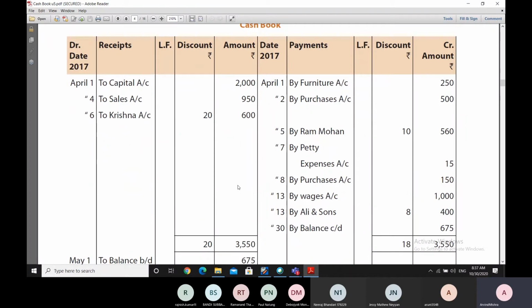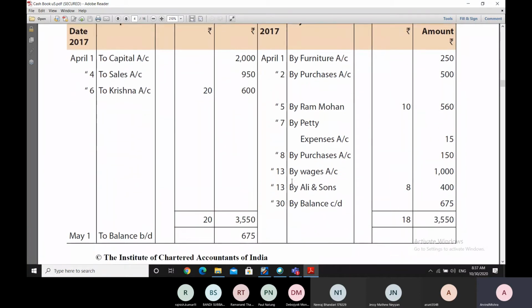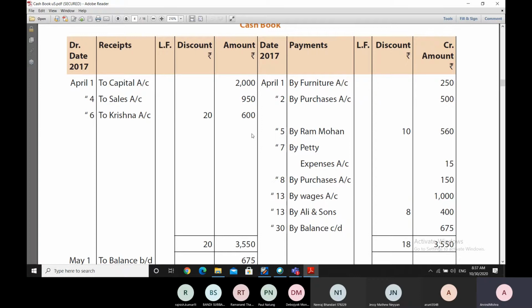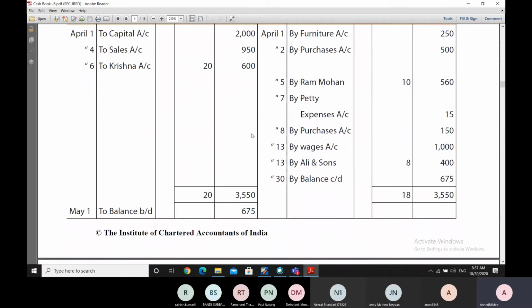So similarly, all the other entries are also made, and after the entries are made, we can see that the discount column is totaled on both the sides. The cash column is balanced on both sides, and the balanced entry is brought down on the first of the next month.